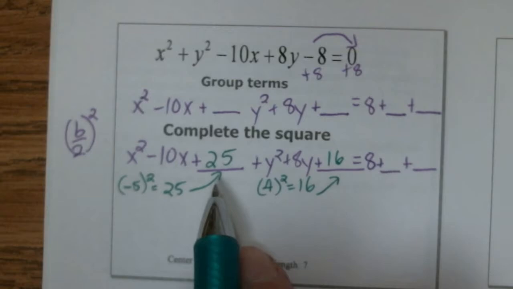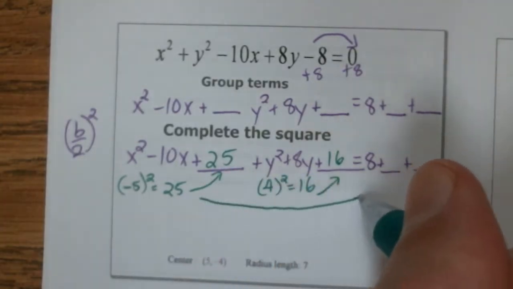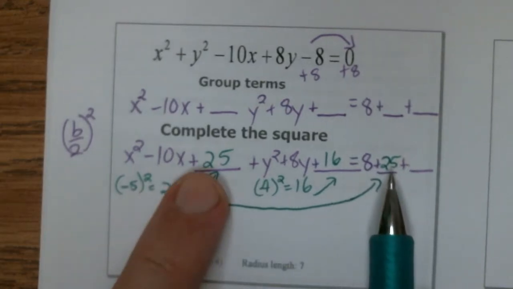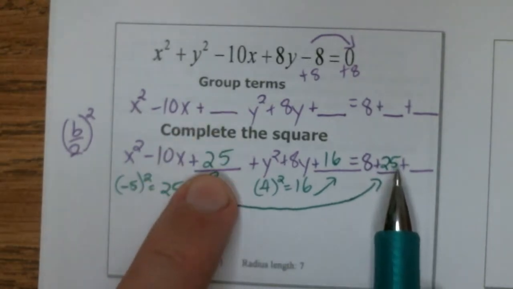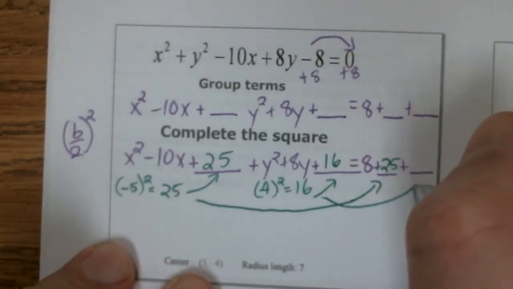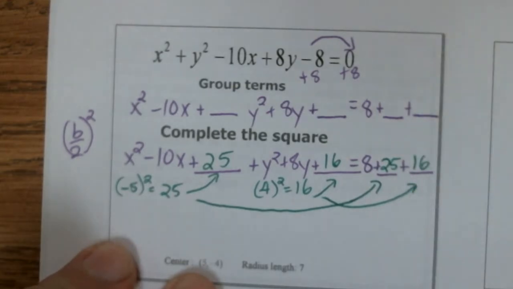So the 25 goes in this blank, and then I also have to put a 25 in that blank. All I'm doing, guys, is keeping the seesaw balanced. I got 25 bricks on the left, 25 bricks on the right, keeping the equation balanced. I added 16 bricks to the left, so I have to add 16 bricks to the right to keep my equation balanced.